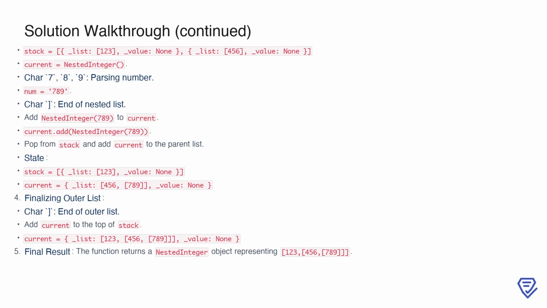Finally, another closing bracket indicates the end of the outer list. The current object is added to the top of the stack, resulting in the final state where current represents _list: [123, [456, [789]]], _value: none. The function then returns this nested integer object representing the complete nested structure.